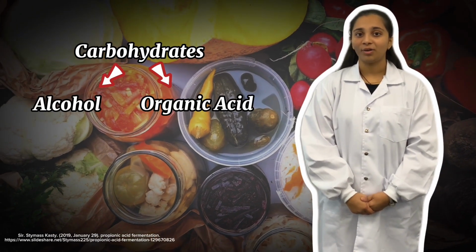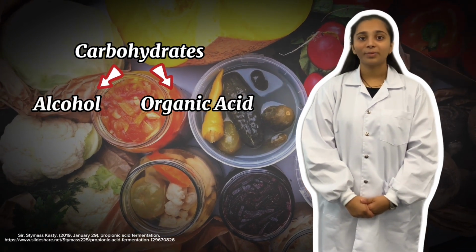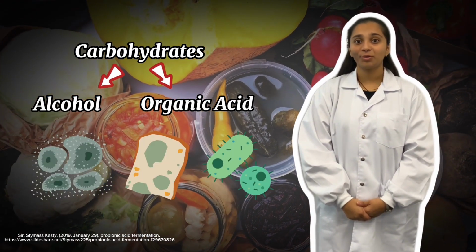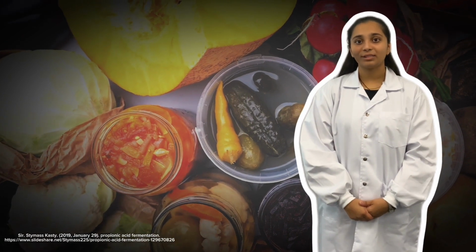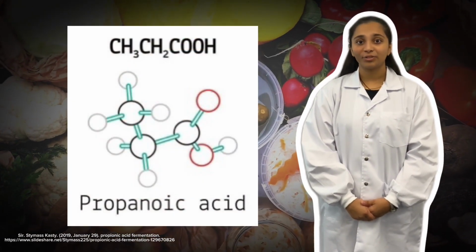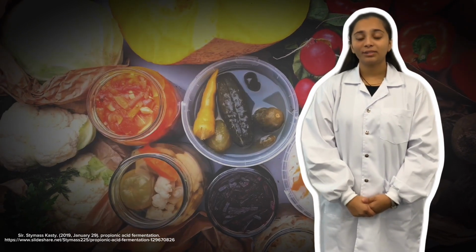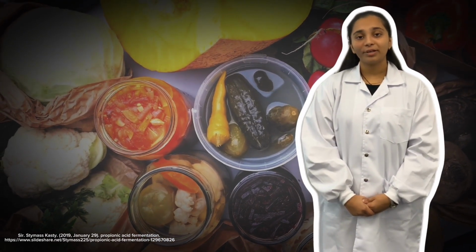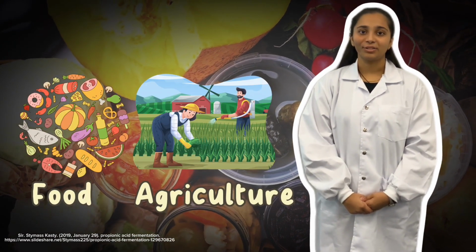Fermentation is a chemical process converting carbohydrates to alcohol or organic acids using microorganisms such as yeast, mold or bacteria. Propionic acid is a naturally occurring organic acid with the chemical formula CH3CH2COOH. It plays a crucial role in various industries, particularly important in the field of food and agriculture.